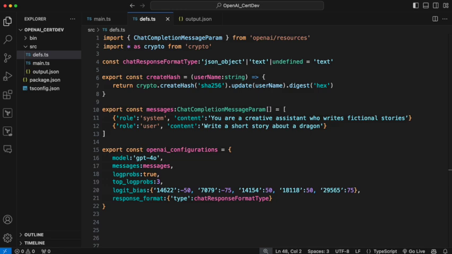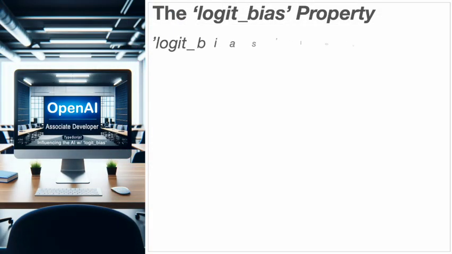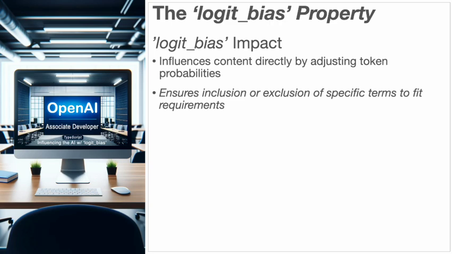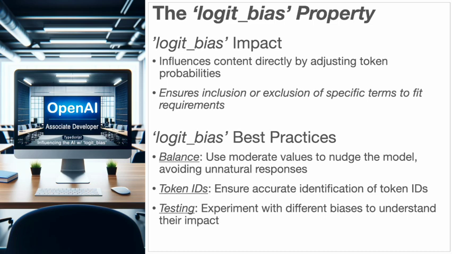By adjusting the Logit bias property, you can directly influence the content of the AI's responses. This is particularly useful for ensuring that certain terms are included or excluded and tailoring the AI's output to better fit your needs. Here are some points to keep in mind when using the Logit bias property. Balance: use moderate bias values to gently nudge the model rather than forcing specific outcomes, which can lead to unnatural responses. Token IDs: ensure you accurately identify the token IDs to apply the biases towards. Testing: experiment with different bias values and tokens to understand their impact on the generated content.